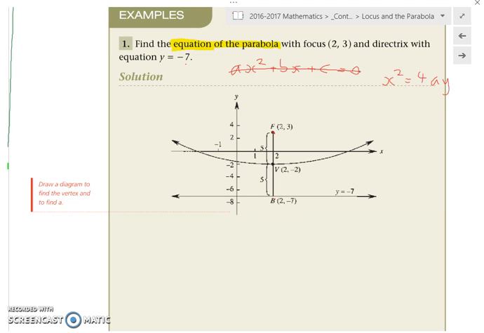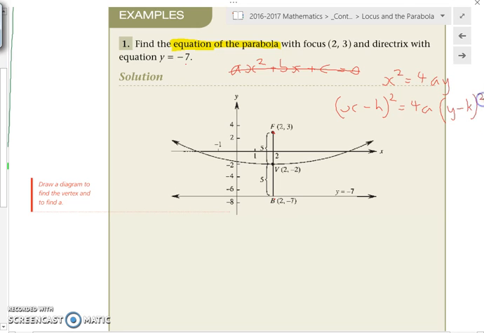So what do we got again? Say it again. X minus h all squared equals 4a y minus k. Is that right? Have I done it right? Have I done it wrong? Yep.